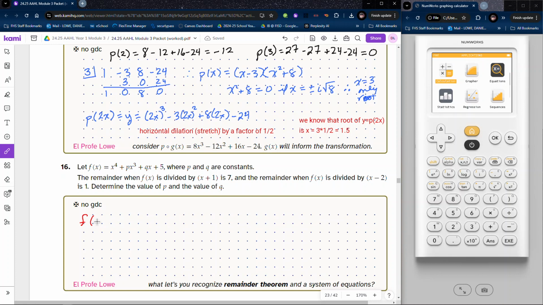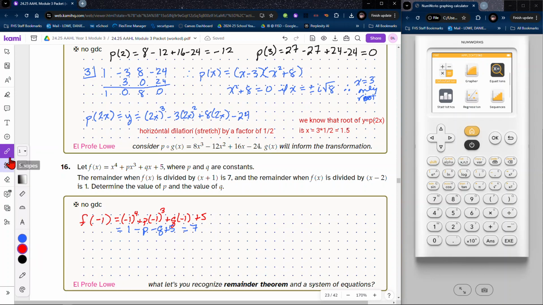All right. Well, f of negative 1, if x plus 1 was a factor, which it's not, then negative 1 would be a root. But we can say f of negative 1 is going to be negative 1 to the fourth power plus p times negative 1 to the third power plus q times negative 1 plus 5. If we evaluate that, we're going to have positive 1 minus p minus q plus 5, and we know that has to equal 7 because the remainder is 7.